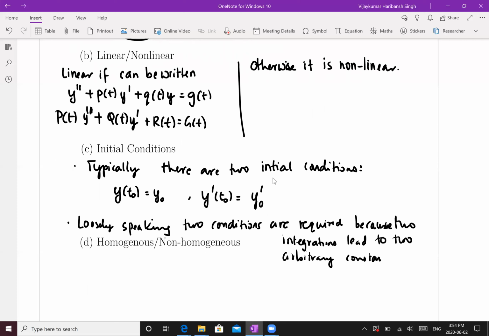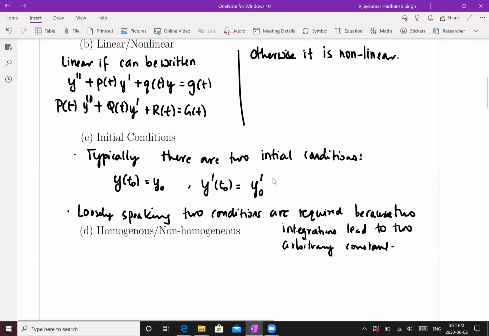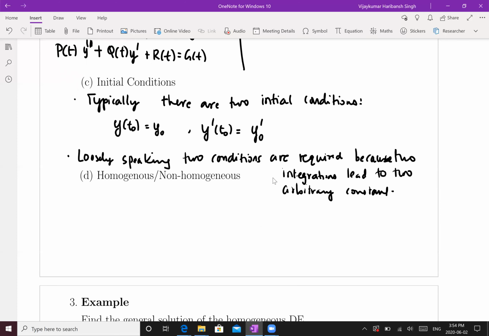The proper mathematical way to look at that is that if you look at the differential equation as a linear operator, the null space of it is two-dimensional. And that is why you have two variables arising. Loosely speaking, again, you can make that theory more precise.